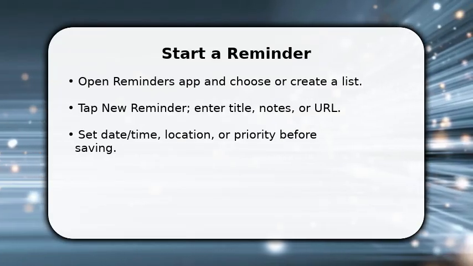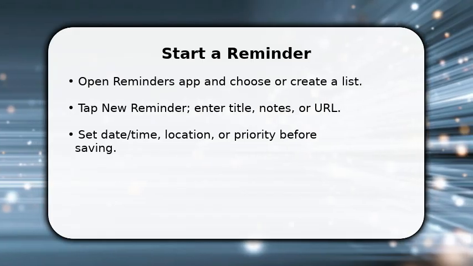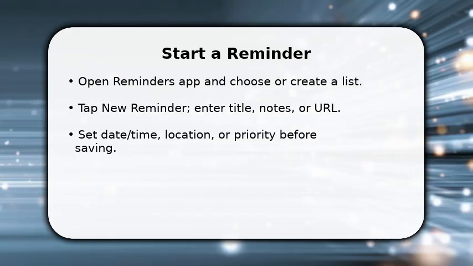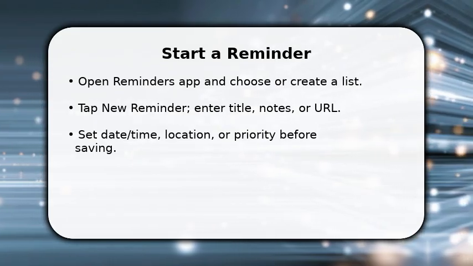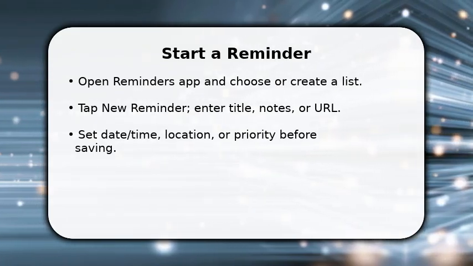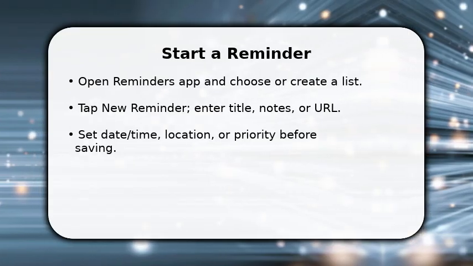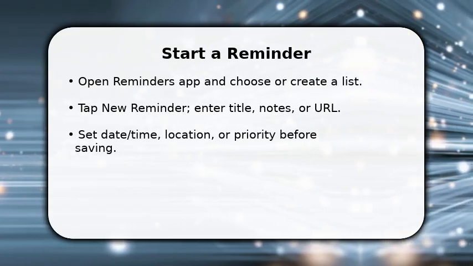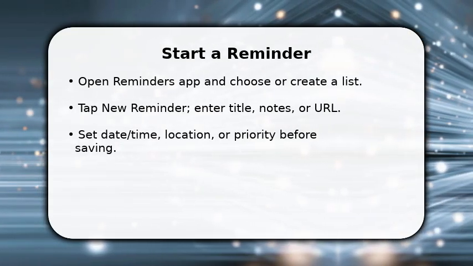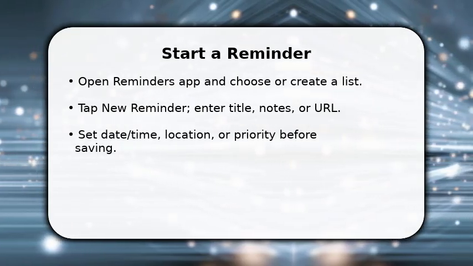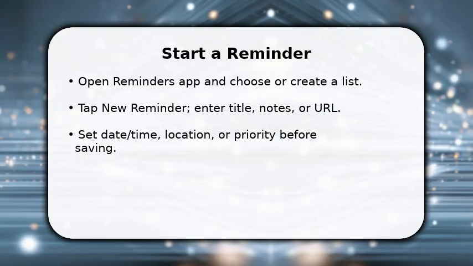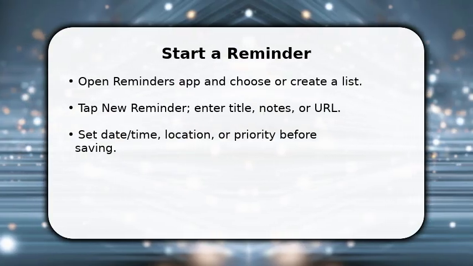You'll begin by opening the Reminders app and picking a list that matches this task. Tap the new Reminder button and type a clear title, add short notes, or a URL to capture context. Next, set a date and time so it alerts when you need it, or choose a location trigger if it's place-based. Once done, mark priority and pick a tag or list. This organizes future searches and keeps your reminders actionable and visible.